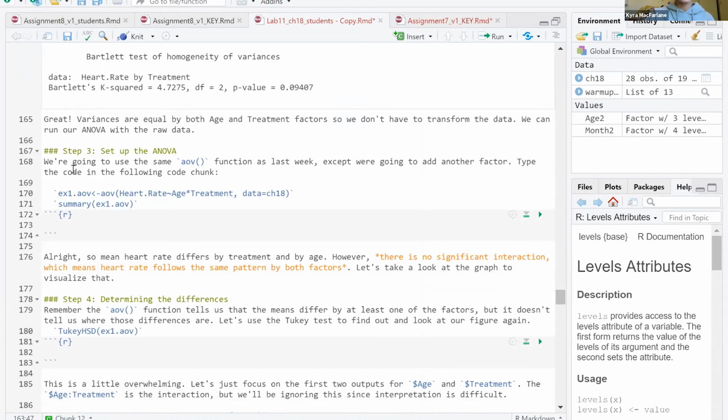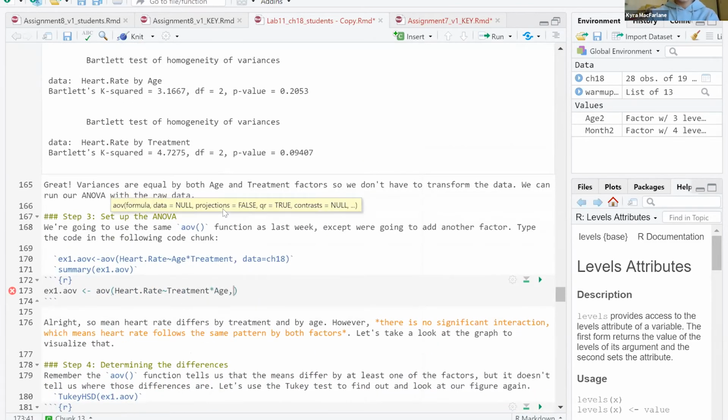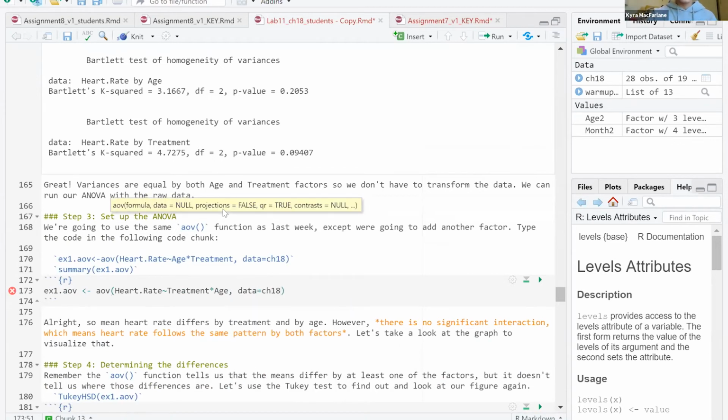using our raw data. So let's set up the ANOVA again. So example 1, AOV. Using the AOV function to do the ANOVA. Heart rate is what we're doing. We're organizing it by, you can do age treatment or treatment age. It doesn't really matter. I'm going to just be consistent. I know I wrote it the opposite way up here, but since we did treatment and then age for the other ones, we'll go ahead and do it this way too. Data equals chapter 18.